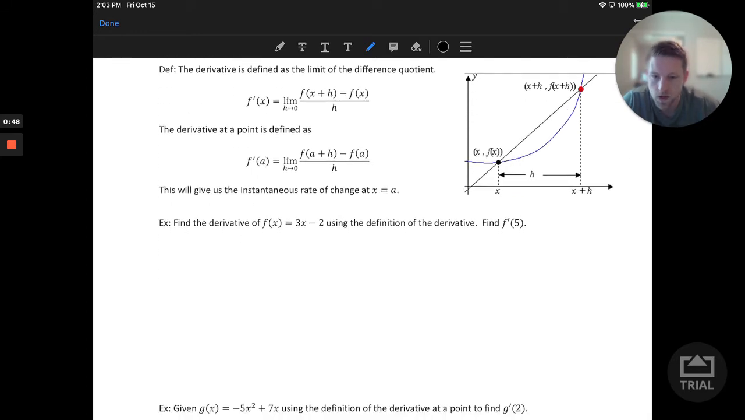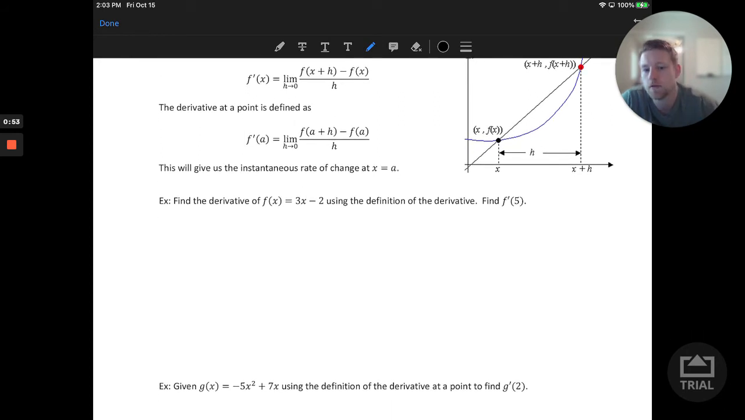The first question we'll tackle is finding the general derivative of the function f of x is equal to 3x minus 2. We'll use the definition of the derivative to do that, and then we will try to find f prime of 5. So let's consider using that definition. We're going to start with, again, f prime of x is equal to the limit as h goes to 0.